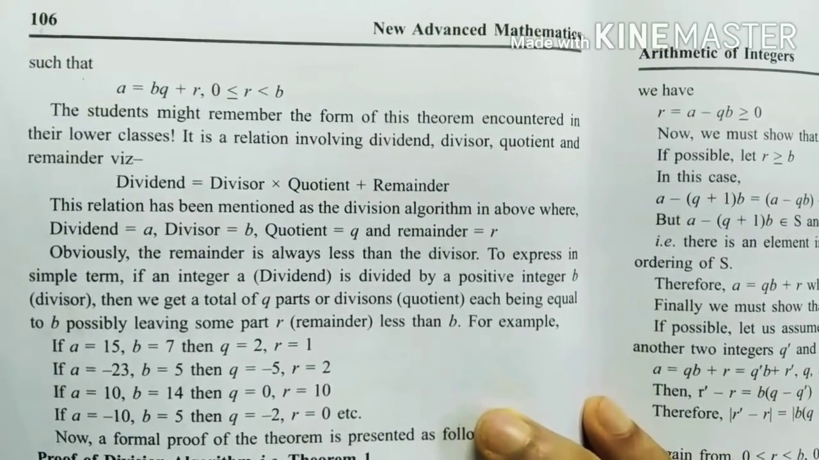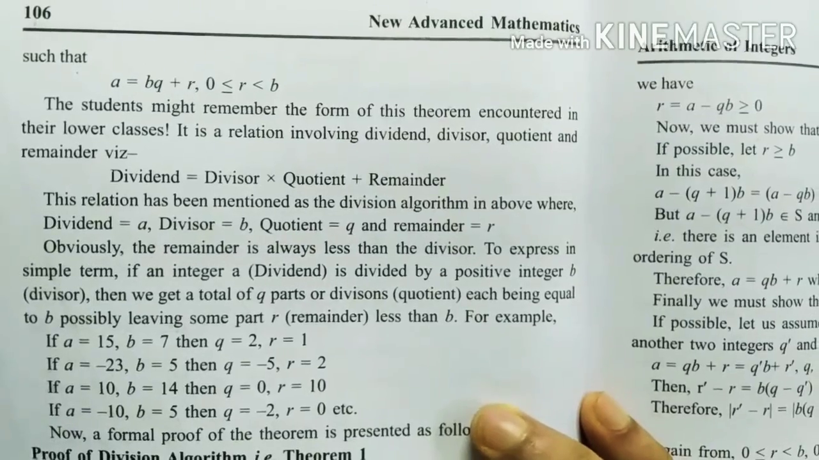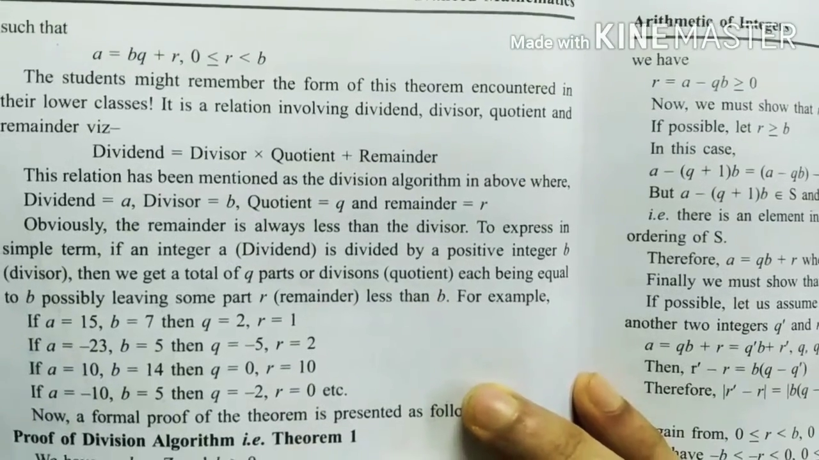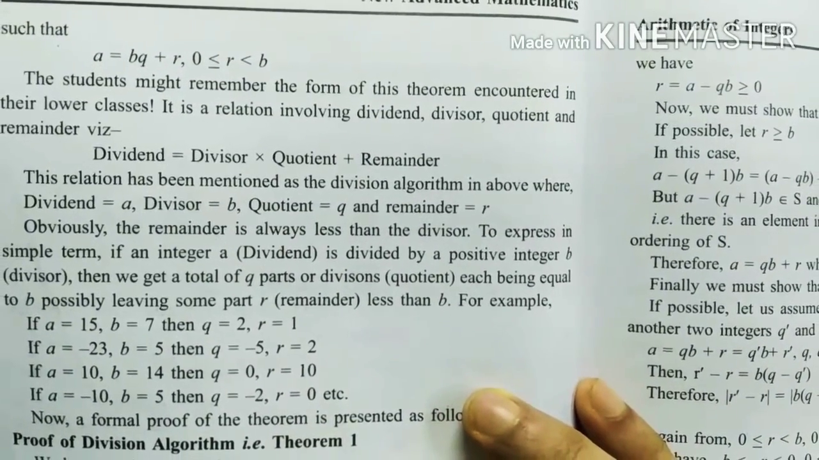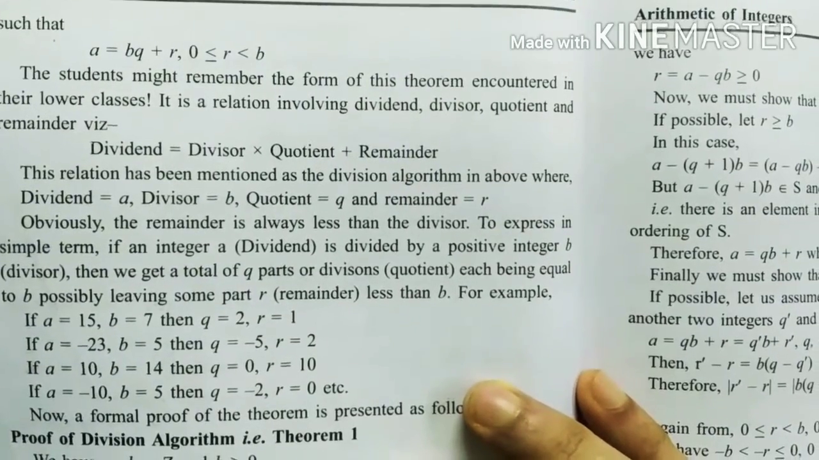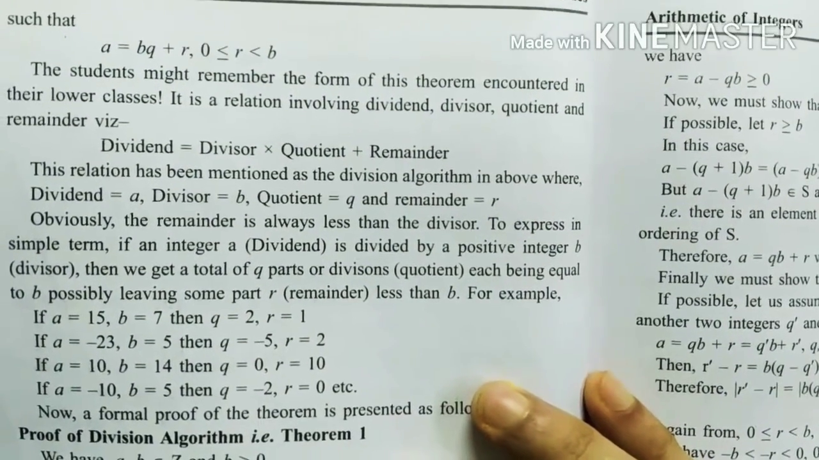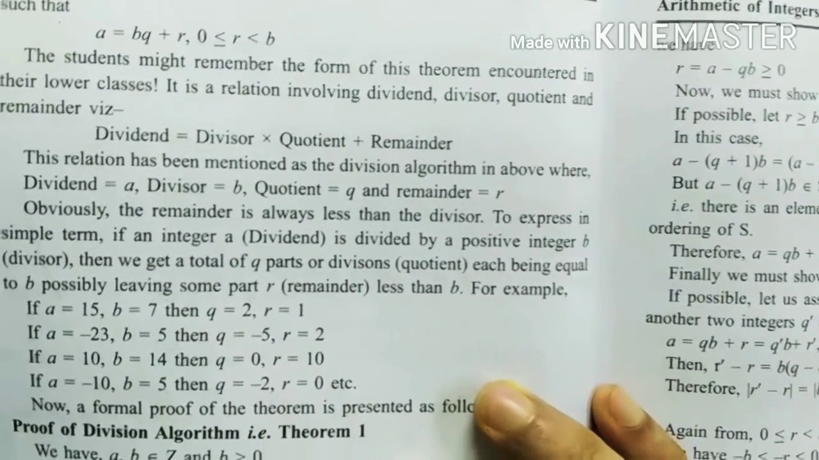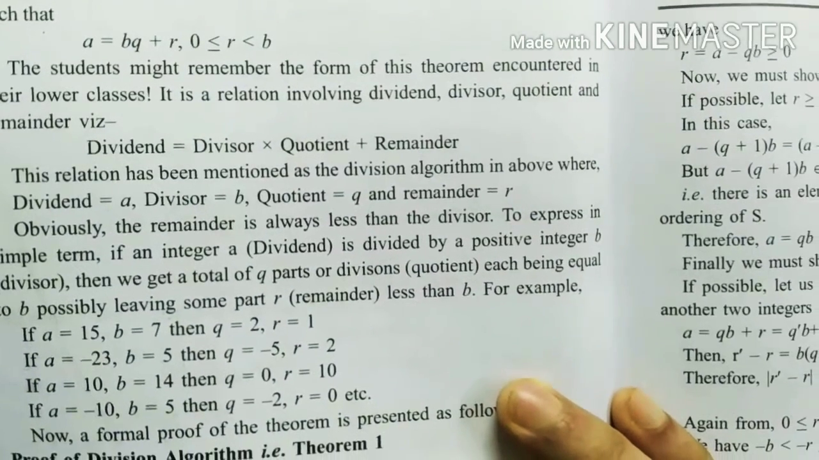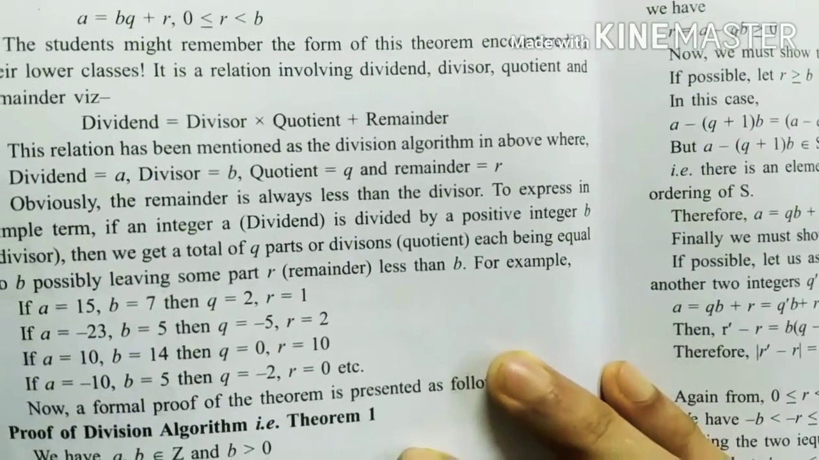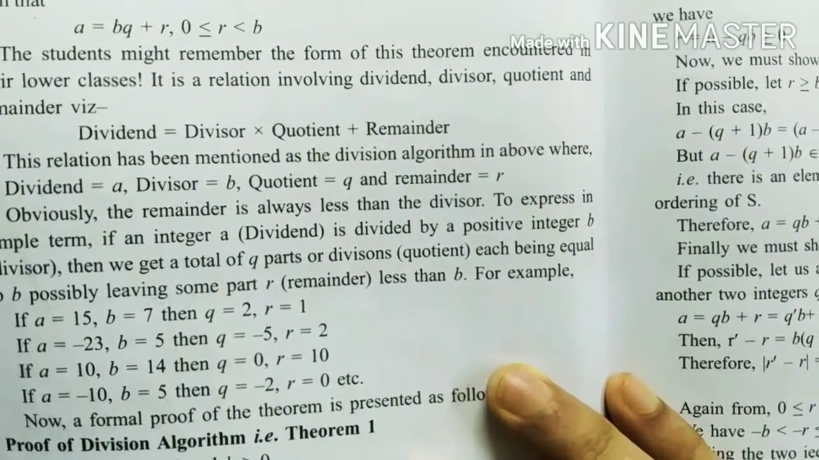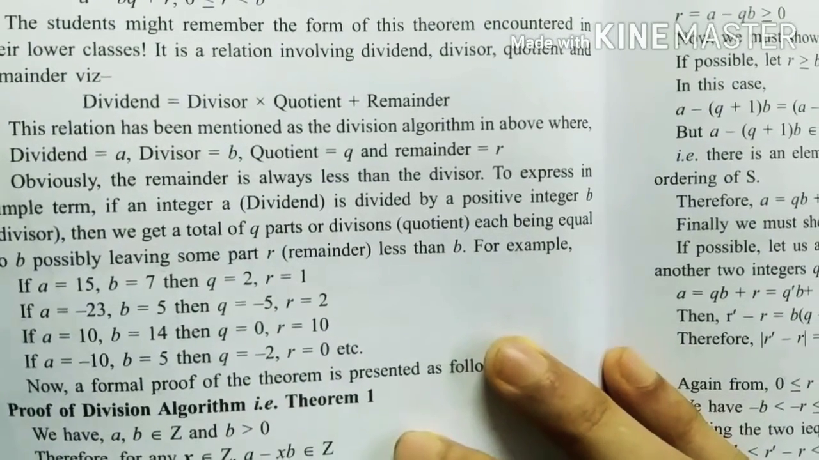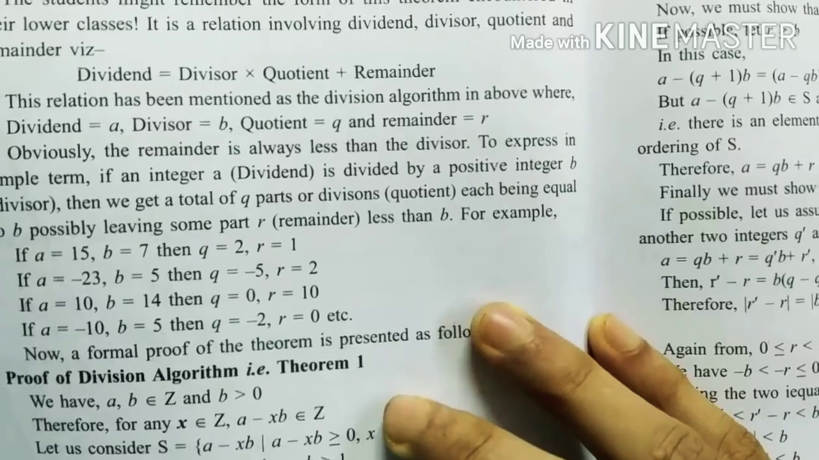It is a relation involving dividend, divisor, quotient and remainder. Dividend is equal to divisor into quotient plus remainder. This relation has been mentioned as the division algorithm above, where dividend is equal to a, divisor is equal to b, quotient is equal to q and remainder is equal to r. Obviously the remainder is always less than the divisor. To express in simple terms, if an integer a is divided by a positive integer b, then we get a total of q parts, each being equal to b, possibly leaving some remainder r less than b.